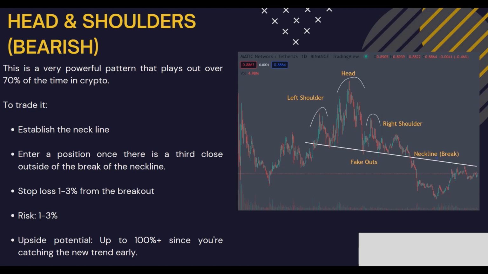Also, make sure to watch for the third candle to close outside of the break to continue with the trade, so that you don't get tricked by a fake out.